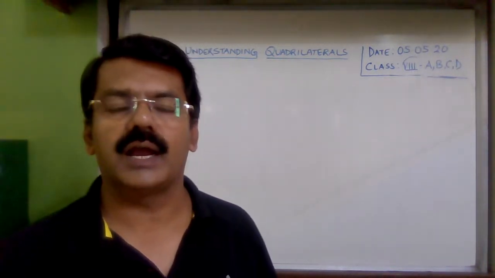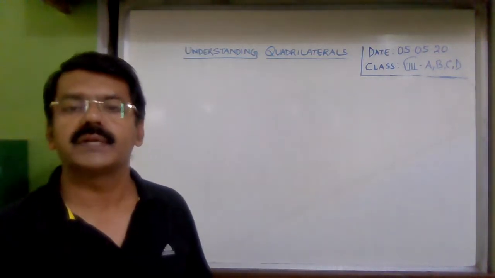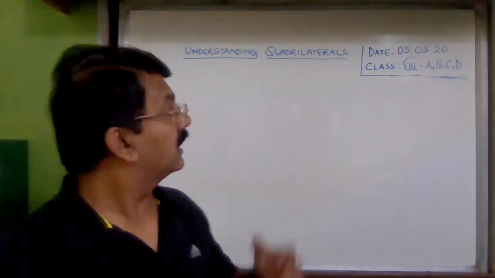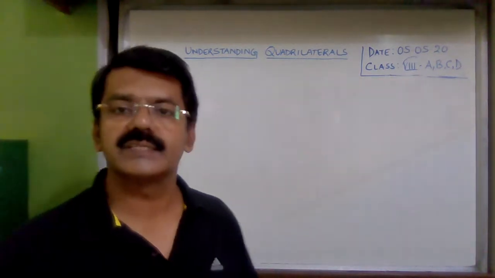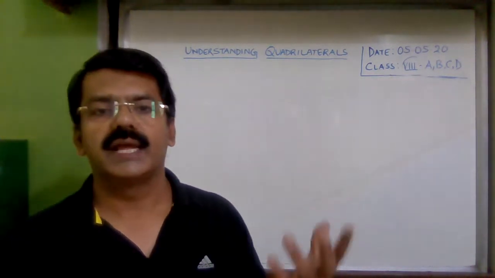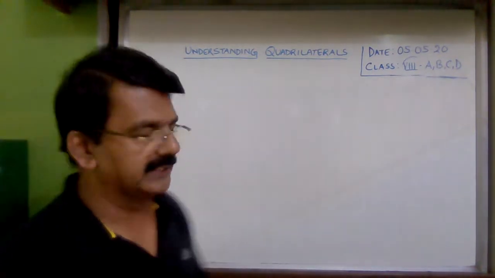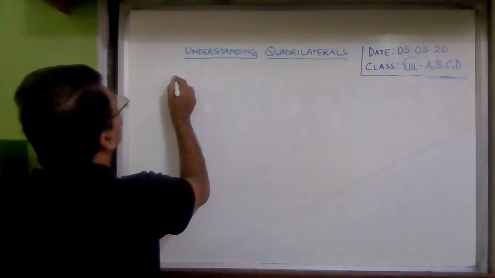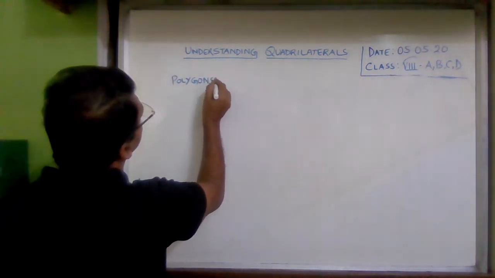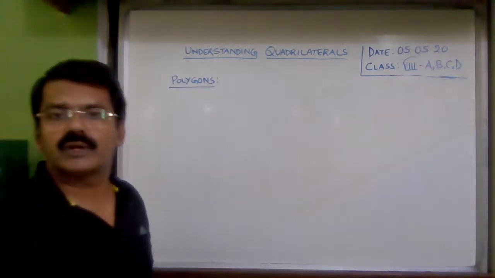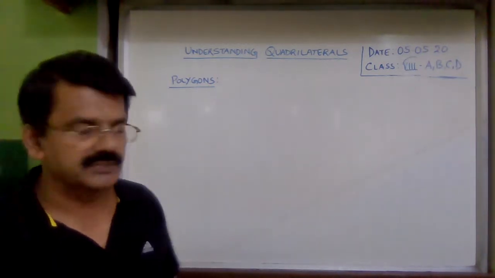A quadrilateral is a figure consisting of four sides. But before knowing about these quadrilaterals, first we'll discuss something about the polygons, that is, figures having any number of sides. So before going to quadrilaterals, we'll first study something about polygons.